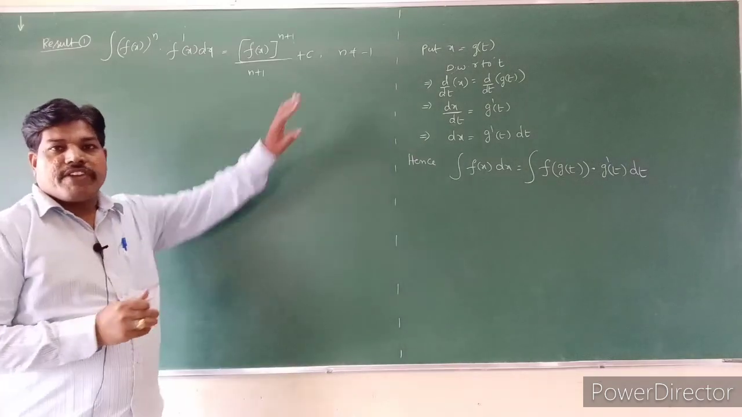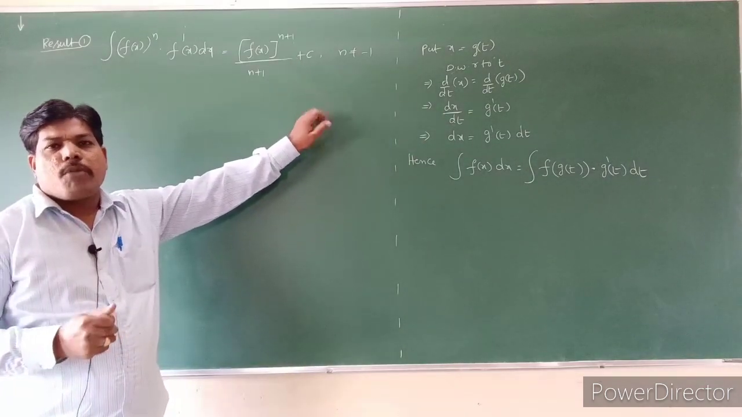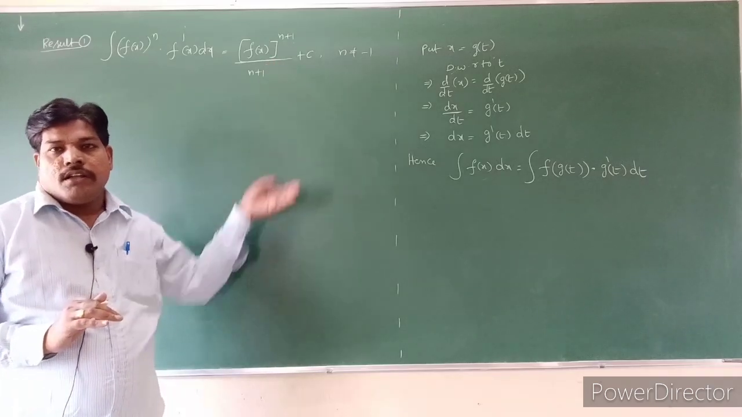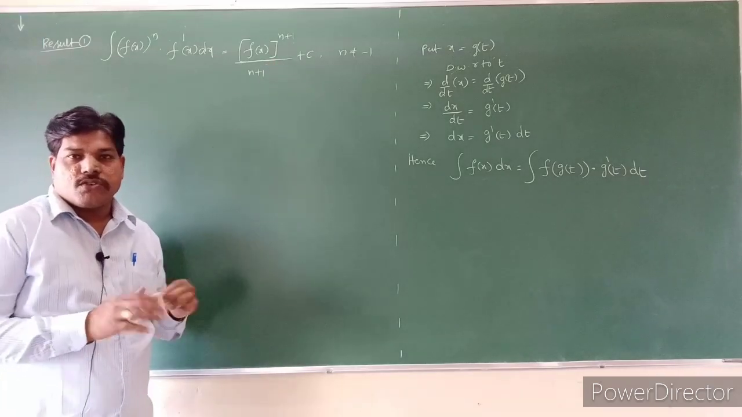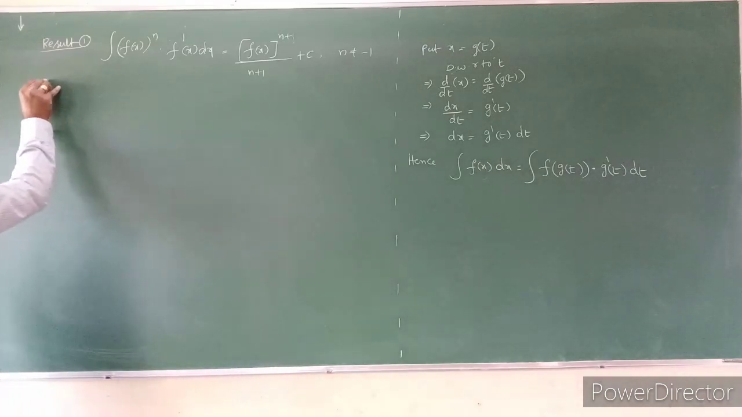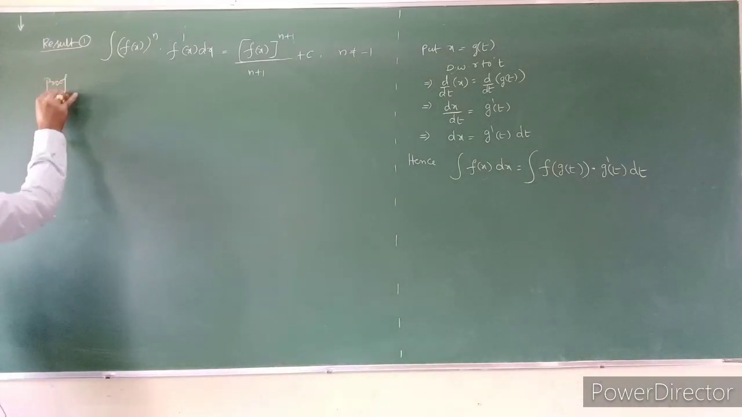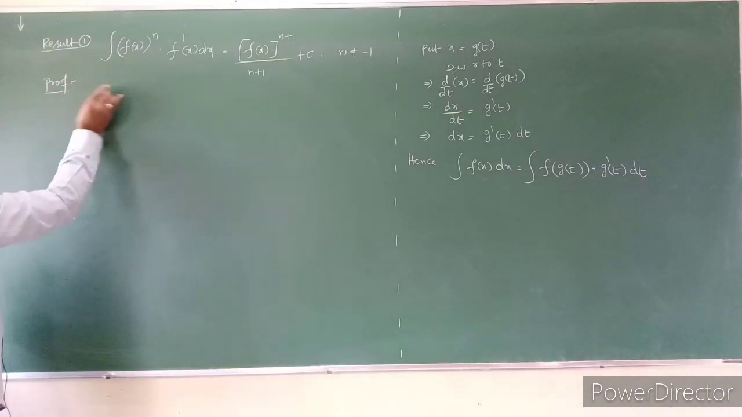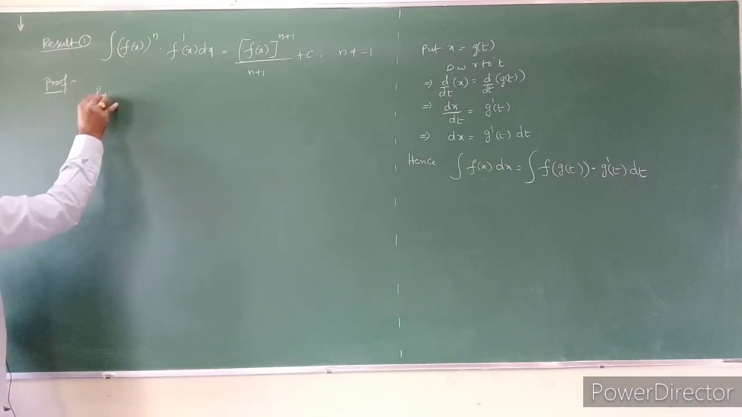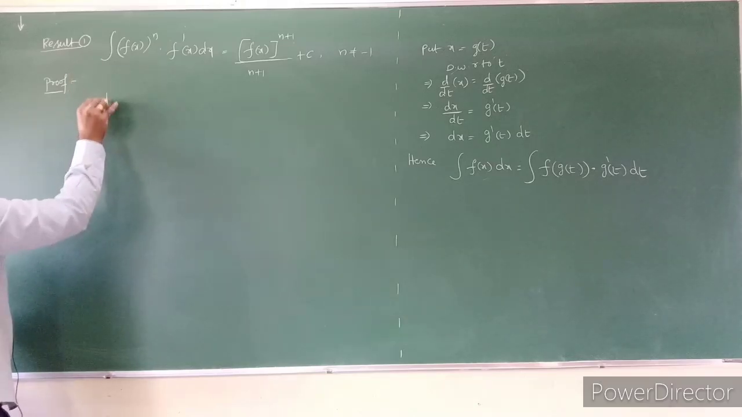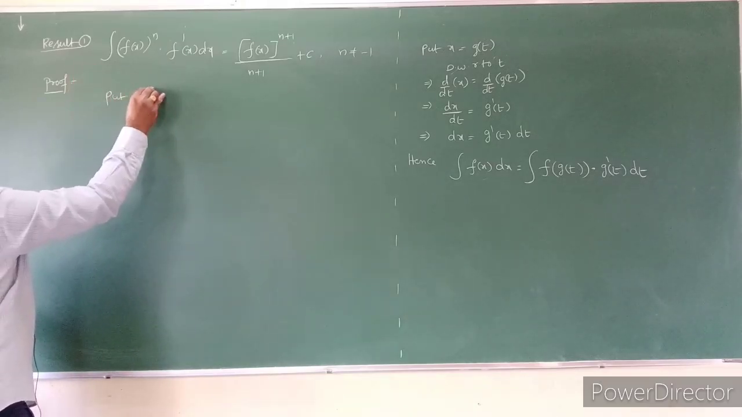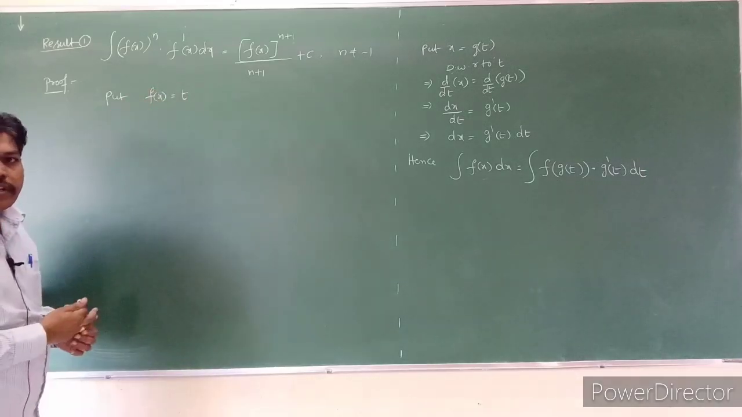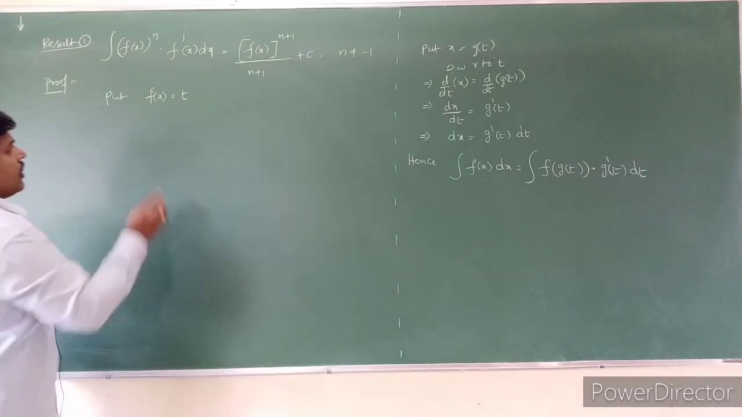So see, it is a very important formula in the objective, and we will use it in a number of questions. Okay, so this formula we will derive from the substitution method. See that solution here, students. First I will take, let or put, f of x is equal to t. What I am taking is that f of x is equal to t.